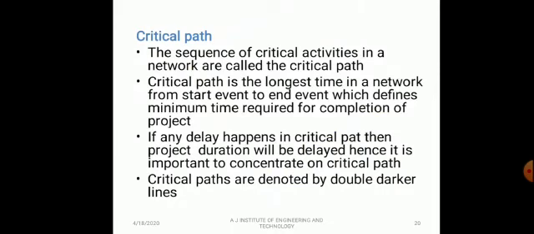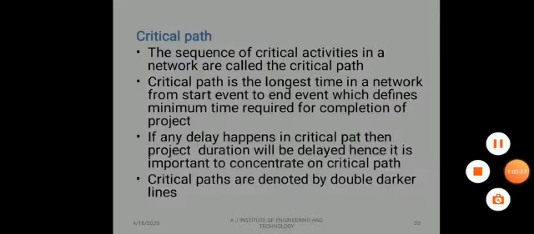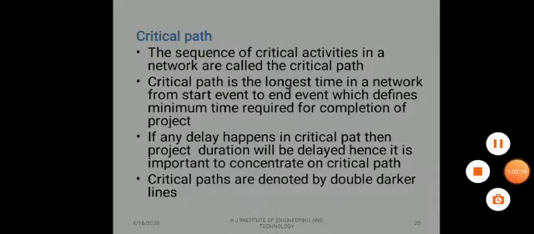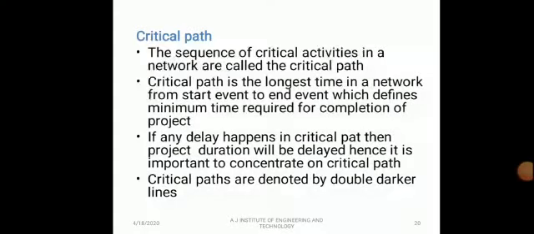Any delay in the critical path will delay the project duration, so it is important to concentrate on the critical path. Critical paths are denoted by double darker lines. Always in the problem, you represent critical paths by a darker line. It is the longest time in a network from the start event to the end event. It defines the minimum time required for completion of a project. Thank you. This completes your critical path method problems.